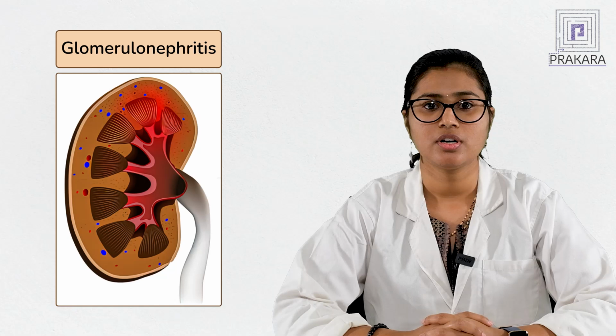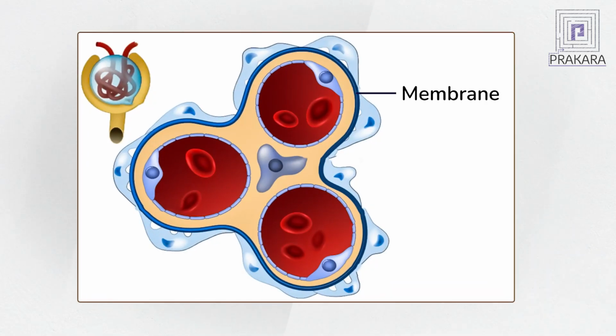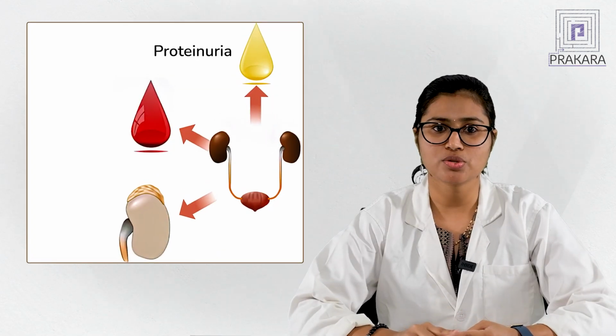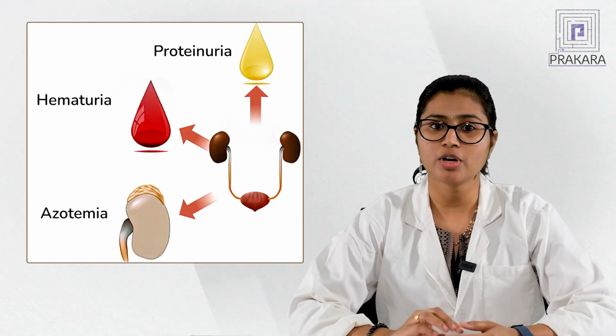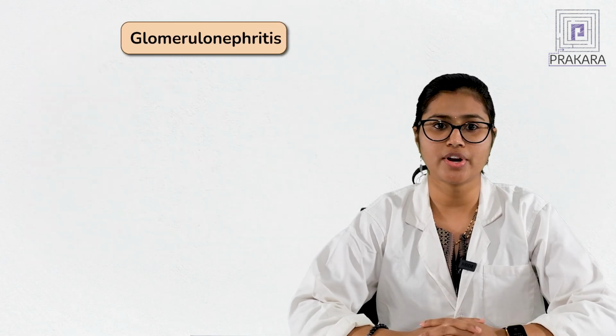Now we are starting glomerulonephritis. Glomerulonephritis is a subset of renal diseases in which there is immune mediated damage to the basement membrane and mesangium and endothelial cells of the capillaries, which leads to proteinuria, hematuria and azotemia. Azotemia means increase in the blood urea nitrogen levels. So coming to etiology of glomerulonephritis.